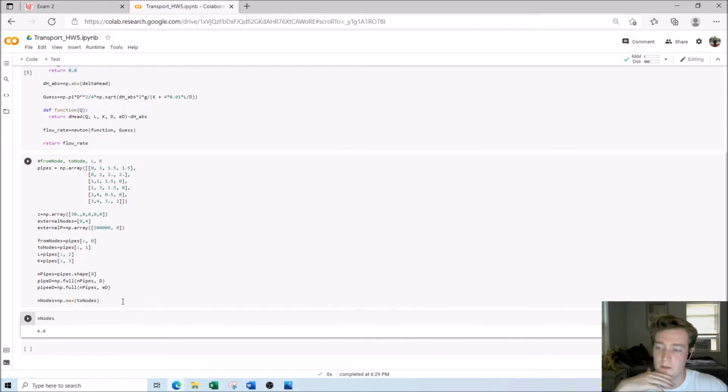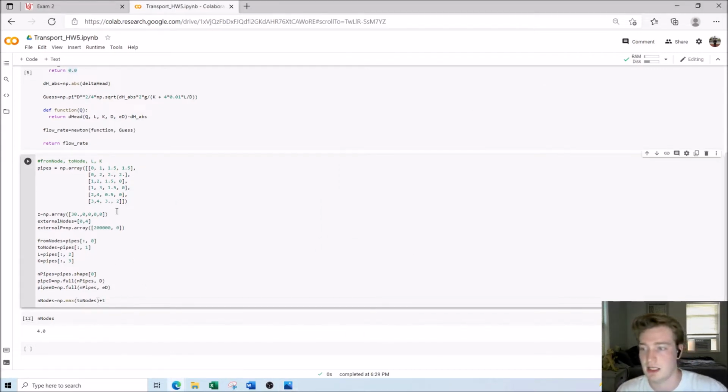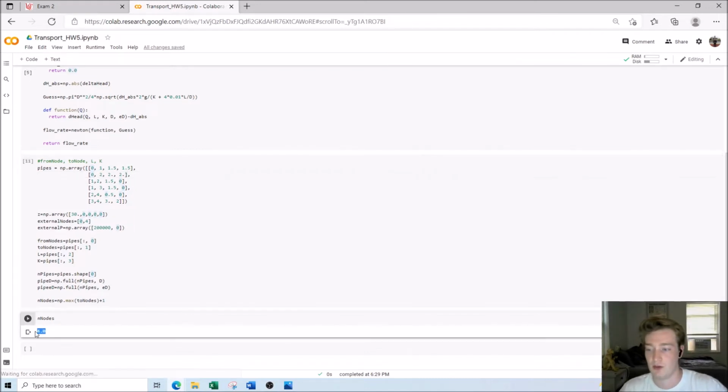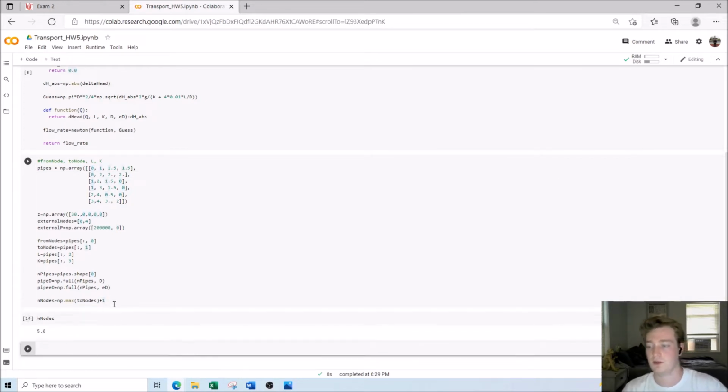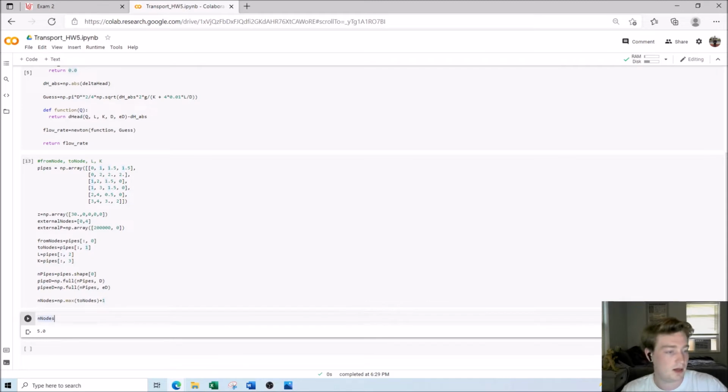Oh, you know what? We need to add +1 to this because our indexing started at 0. So the first node we had was node 0. The second node we had was node 1 all the way down. So the 5th node we had was node 4, which makes sense why the 4 was there. So now it's 5. Awesome.